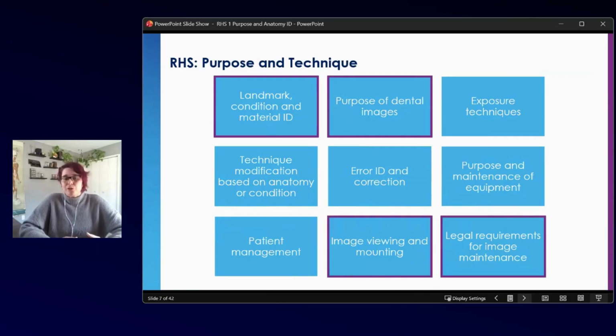We're going to split it into two sessions. So today we are going to look at landmark, condition, and material identification. We're going to look at the purpose of dental images. We're going to review our image viewing and mounting, and we're going to review our legal requirements for image maintenance. I will have another session that is available that will look at the other items in this purpose and technique section. So please be on the lookout for that if you are wanting information on any of these other items.